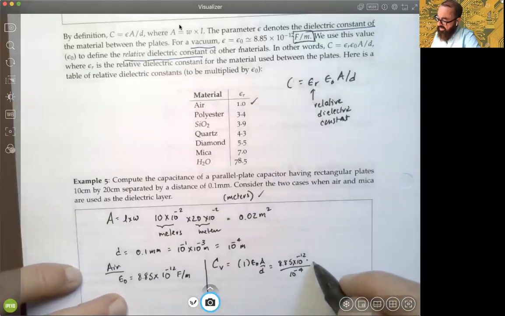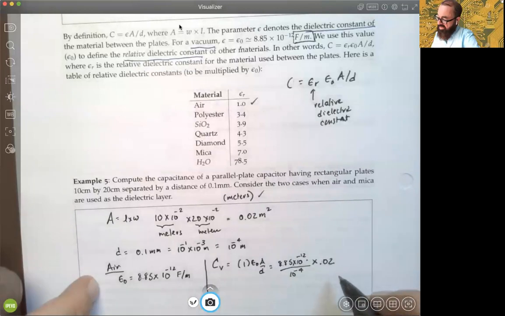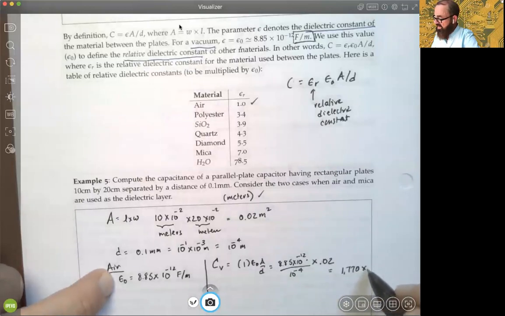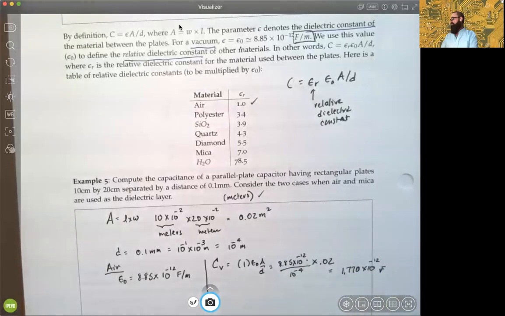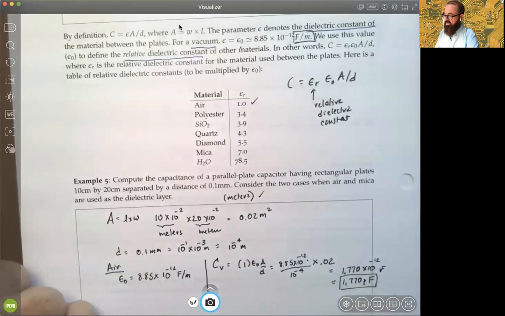And then we multiply by the area, which we have, 0.02, okay? And so we just take our calculator out. That calculation would give us 1,770 times 10 to the minus 12 farads. And if we want to convert, we could just leave it in 10 to the minus 12. So that's about 1,770 picofarads, okay? So that's the capacitance you would get for the vacuum.